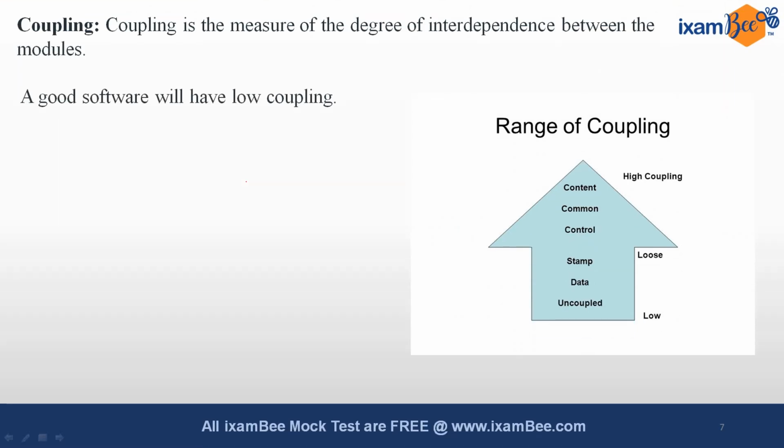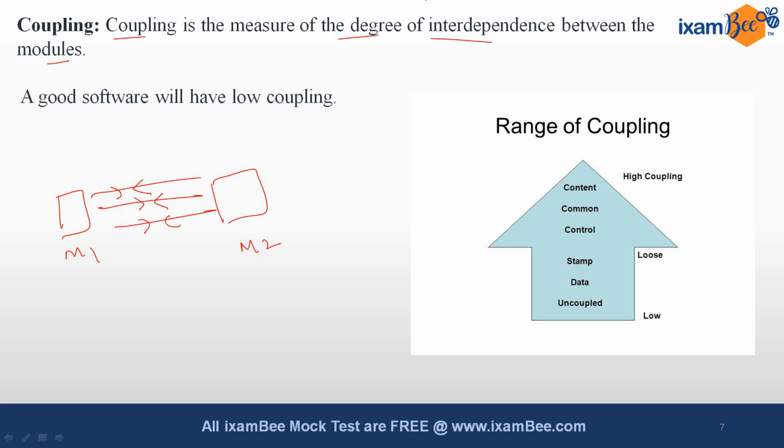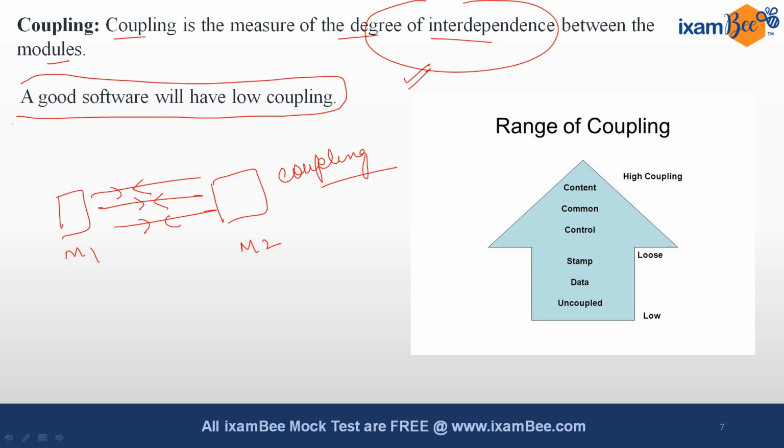After that, the main concept of today's video is coupling. Coupling is a measure of the degree of interdependence between modules. Say there is one module M1 and some other module M2. How much they are dependent on each other, what degree of interdependence they share with each other, that is what we measure through coupling. A good software will have low coupling. It means if the interdependence is very low, then our software will be good.